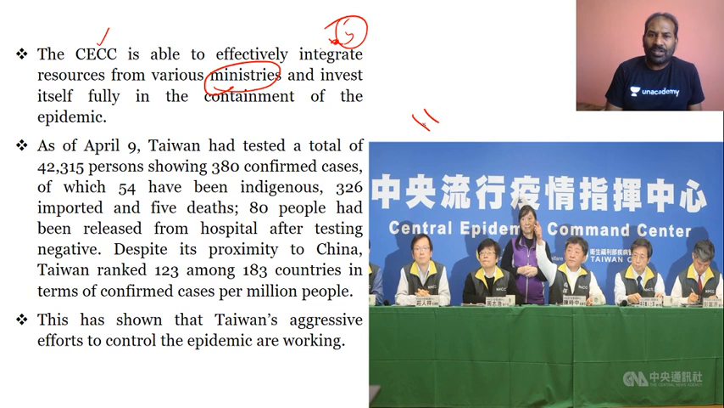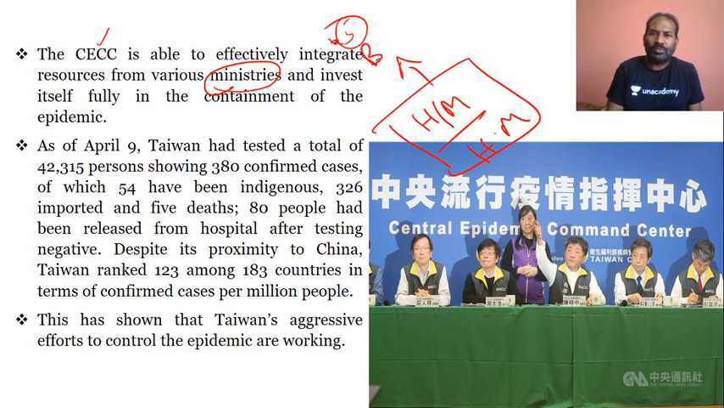Here we were talking about the health ministry, and we are talking about the home ministry. These both will work in tandem with the PMO or Prime Minister Office, fine. But here, from various ministries, the Central Epidemic Command Center, this is very important. This is a command center for what? Epidemic. The Central Epidemic Command Center will integrate, this is a keyword, will integrate resources from various ministries and invest itself fully in the containment of the epidemic.